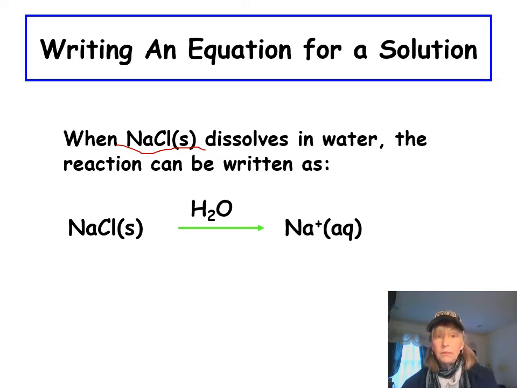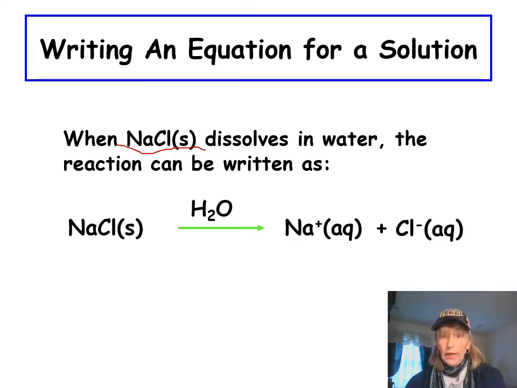AQ in parentheses means that our sodium ion is totally surrounded by those water molecules, as we showed on the previous slides. And what's happened to the chloride ions? Well, they too have been hydrated, surrounded by the water molecules in the manner that we showed on the previous slides. So how do we show it in an equation? It is the chloride ion, there it is, with that AQ in parentheses, that's telling us the state.